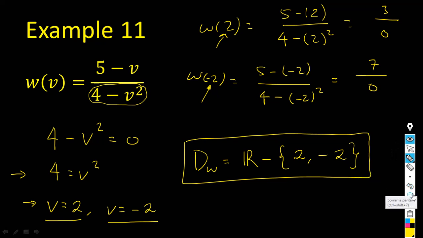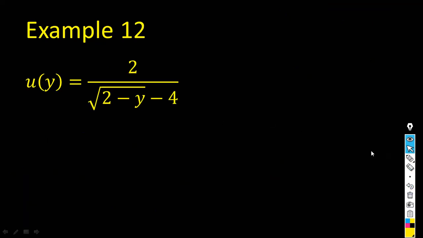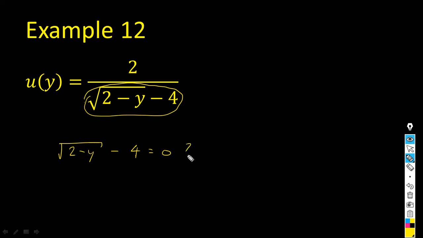Okay, let's move on. Example 12. We have the function u of y equals 2 over the square root of 2 minus y minus 4. Understand that this minus 4 is not inside of the radical sign. Okay, so same idea. We cannot have this equal to 0. We cannot have denominators equal to 0. So I ask the question, for what values of y is this expression equal to 0? For what values?